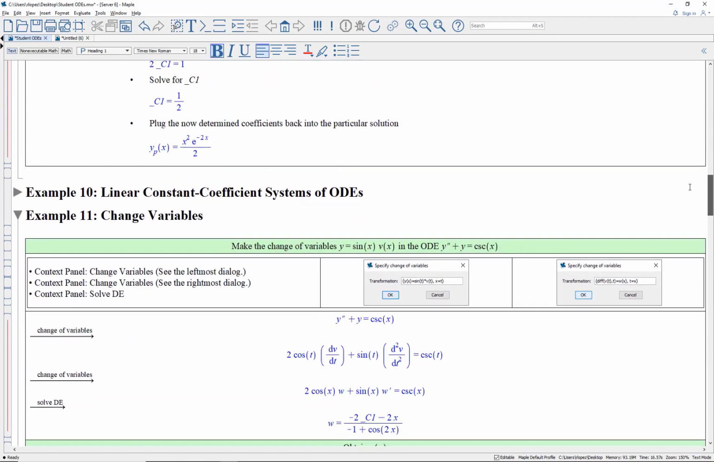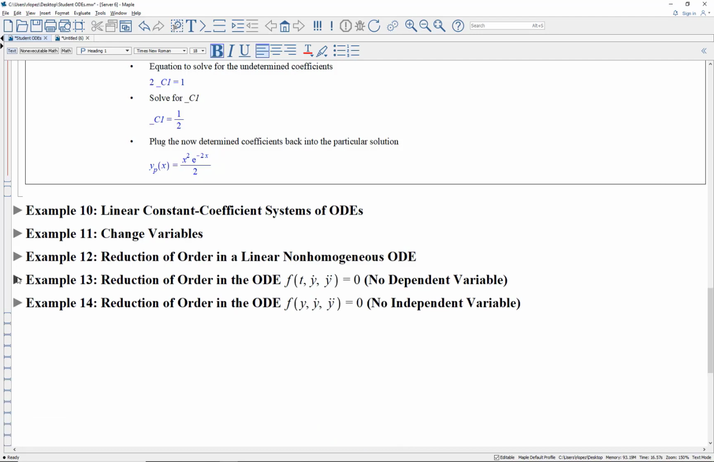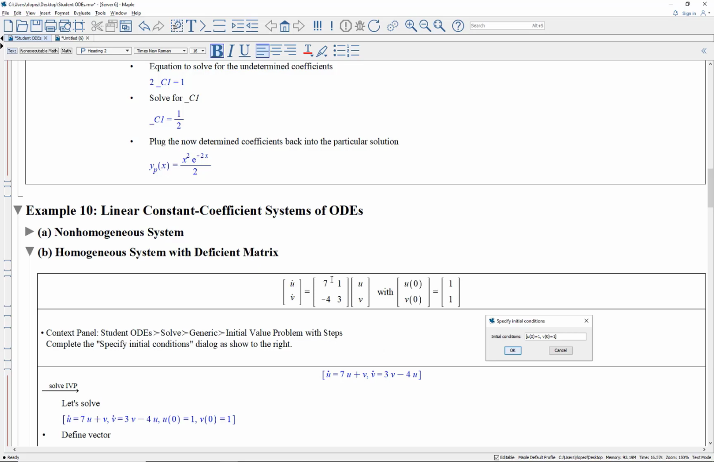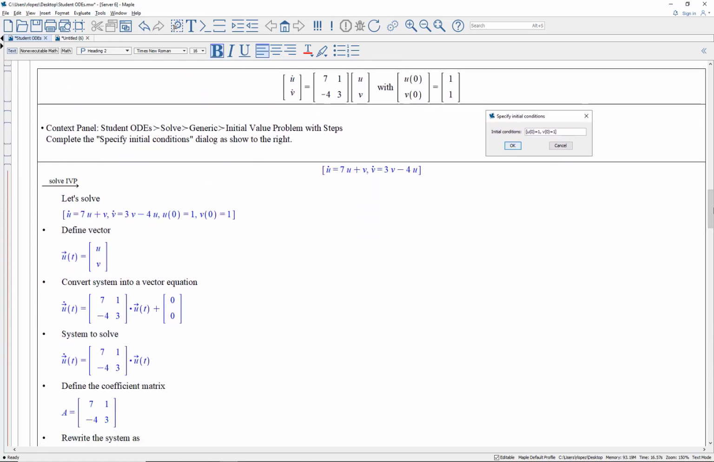Now I've got just a few minutes left, so I'm going to jump to the problem I skipped, number 10. Let's close up some of this stuff. And I'm going to do just one piece of it, this one. System. Interesting thing is that the matrix is deficient. Take a quick look at what the steps are.